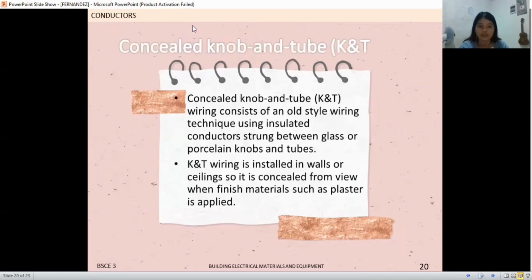Next one is the concealed knob and tube or the K&T. So the concealed knob and tube or K&T wiring consists of an old-style wiring technique using insulated conductors strung between glass or porcelain knobs and tubes. And the K&T is also a wiring that is installed in the walls or ceilings so it is concealed from view when finished material such as plaster is applied.